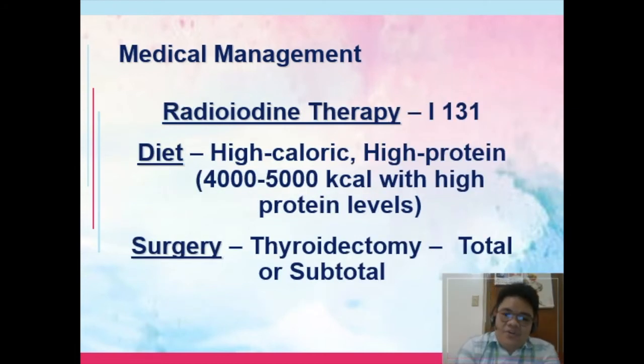Then you have your radioiodine therapy, iodine 131. So earlier we said that radioactive substances could possibly cause hypothyroidism. So this time you are using it to manage your hyperthyroidism. Then for the diet, it is recommended for these patients to have high caloric, high protein diet. So 4,000 to 5,000 kcal with high protein levels. Because why? Okay, these patients are moving a lot. They tend to have hyperactivity, so they need energy for recovery.